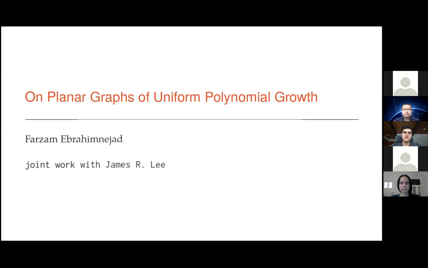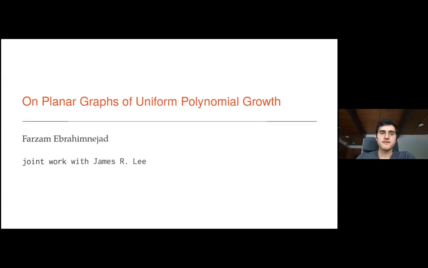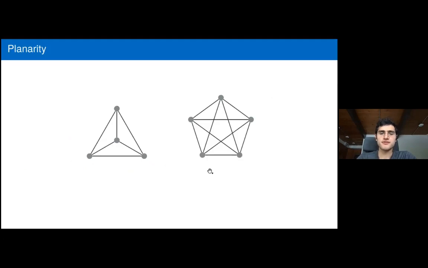So I'm going to, as Jin mentioned, talk about planar graphs of uniform polynomial growth, and in particular the behavior of random walks on these graphs. So first, let me define what it means for a graph to be planar and have uniform polynomial growth.